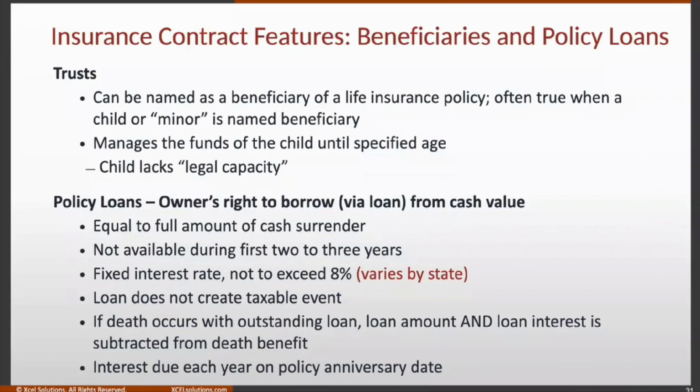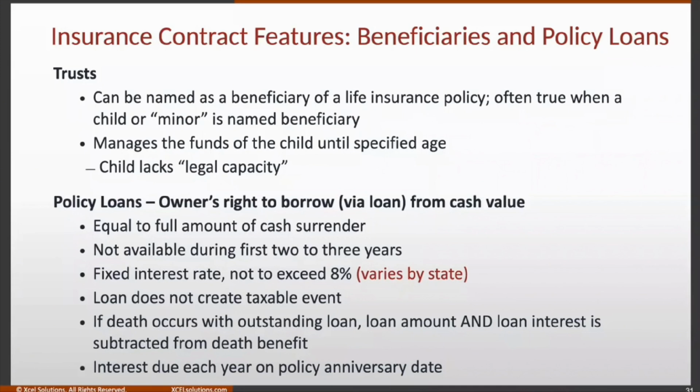It just will not be done. They will be held on by the insurance company until that child reaches a specified age of majority in that state, and that is generally 18 or 21 years of age. So if they establish a trust, the trust can manage the funds for the child until a specified age. The child lacks legal capacity to receive those funds when they are a minor. So a better route to go would be to establish a trust in that child's case.